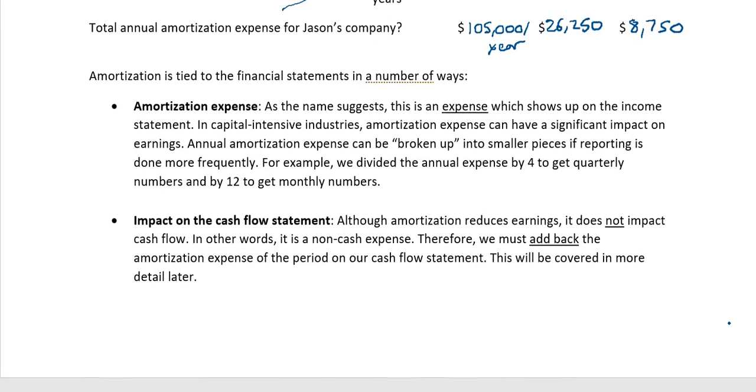Amortization is tied to the financial statements in a number of ways. As the name suggests, amortization expense is an expense which shows up on the income statement. In capital-intensive industries, as we just saw with the sawmill, amortization expense can have a significant impact on earnings. Annual amortization expense can be broken up into smaller pieces if reporting is done more frequently. For example, we divided the annual expense by 4 to get quarterly numbers and by 12 to get monthly numbers.